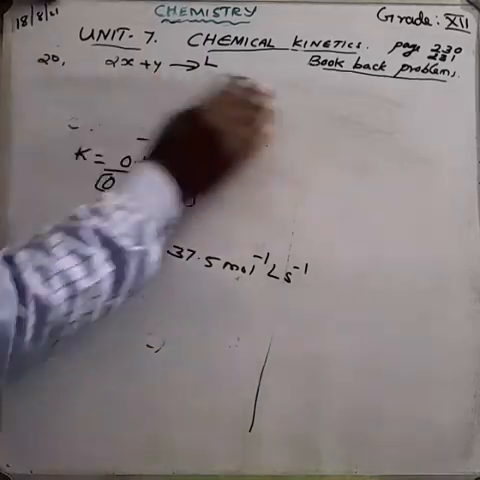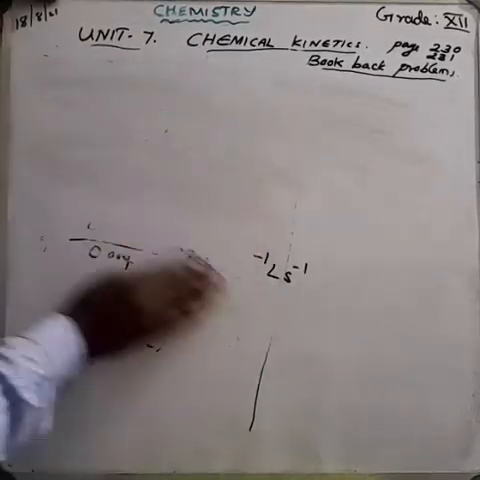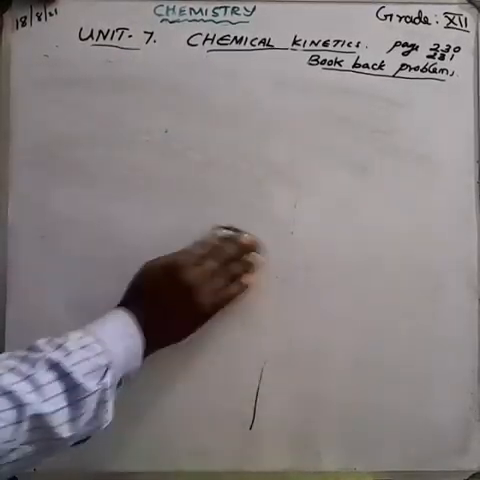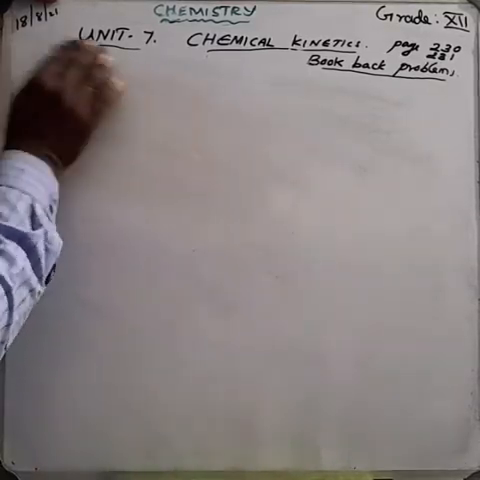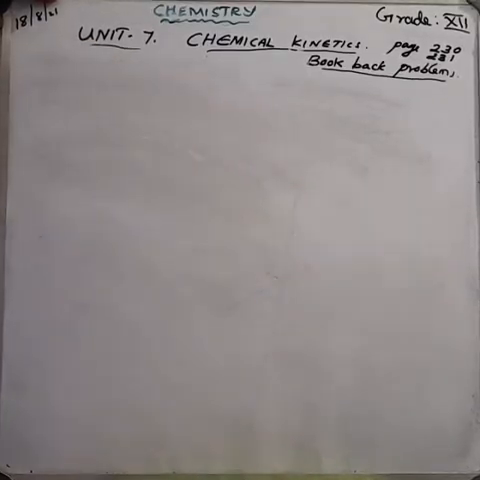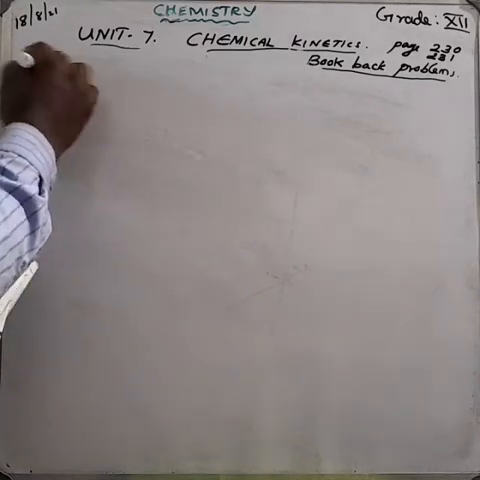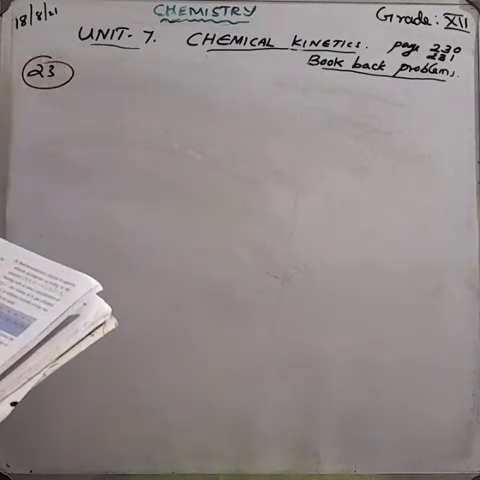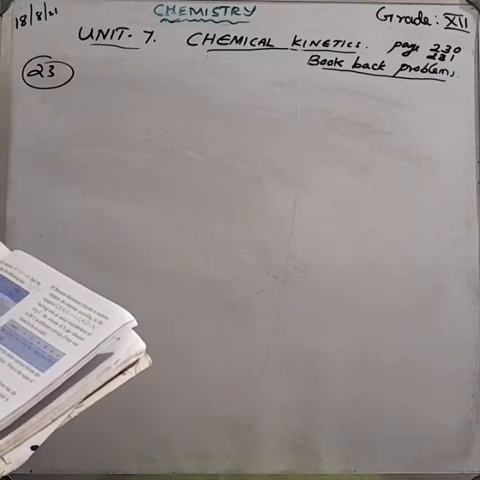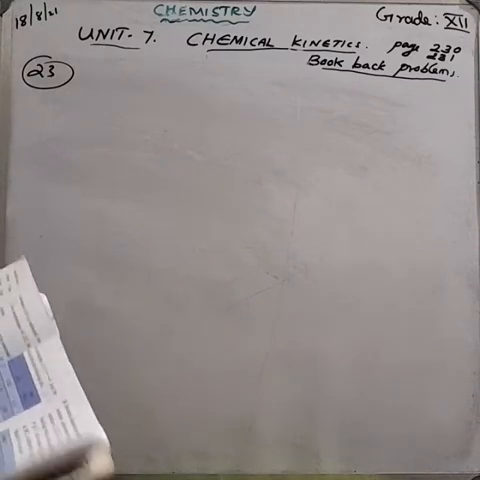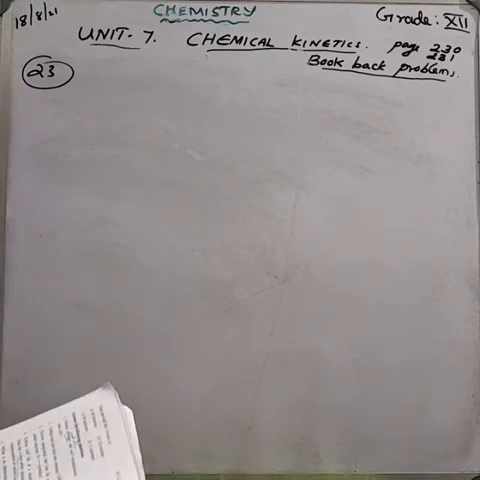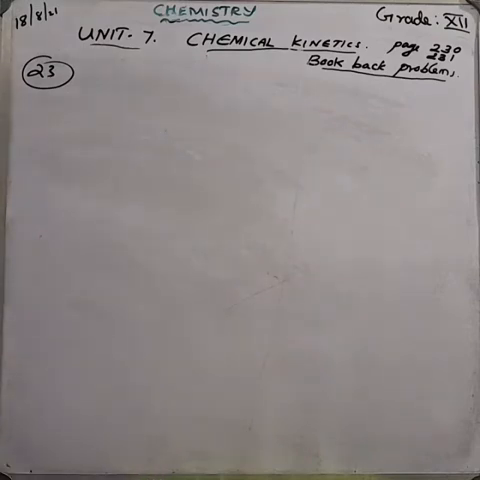That's about question number 20. Now come to question number 23. The rate constant for a first order reaction is 1.54 into 10 raised to minus 3 second inverse. Calculate its half life time. We have to calculate the half life time.